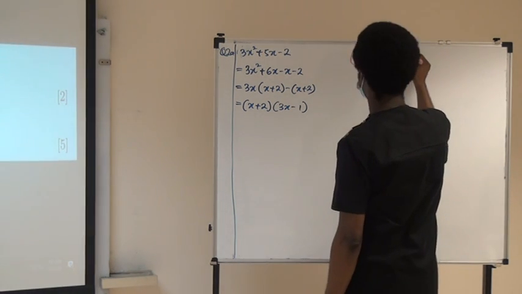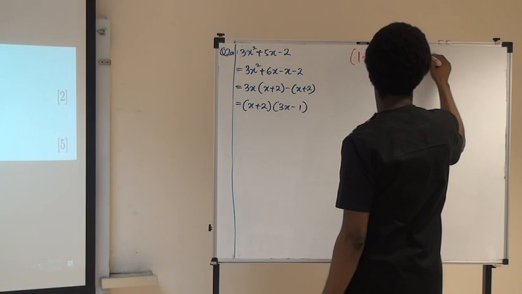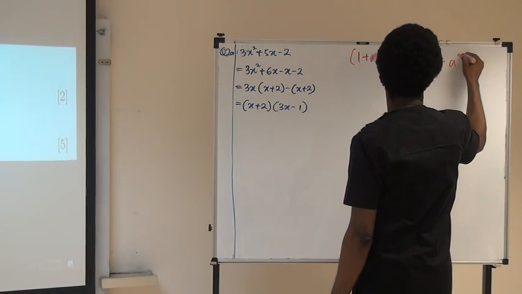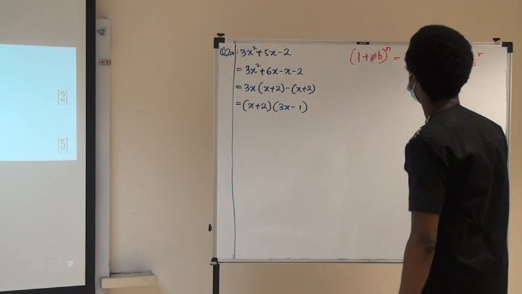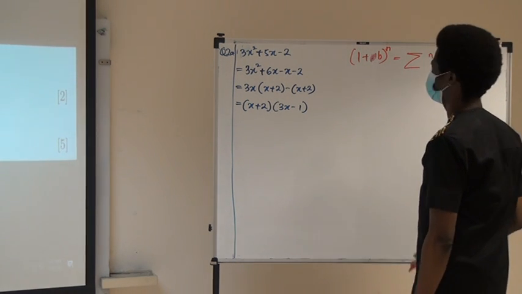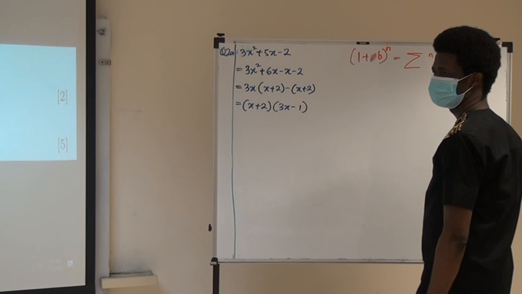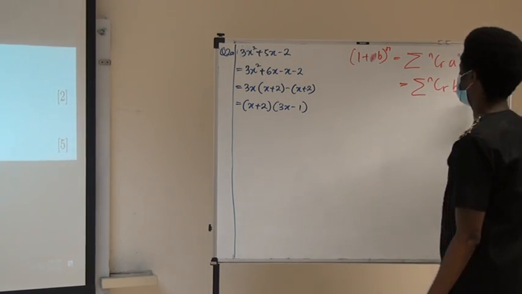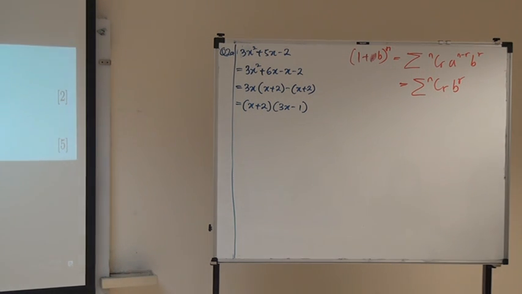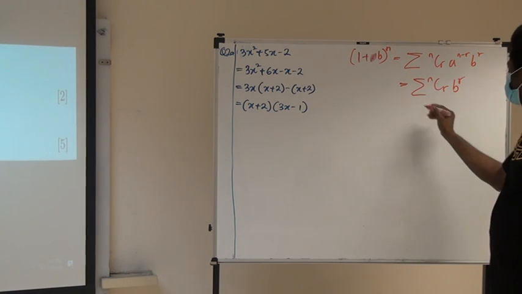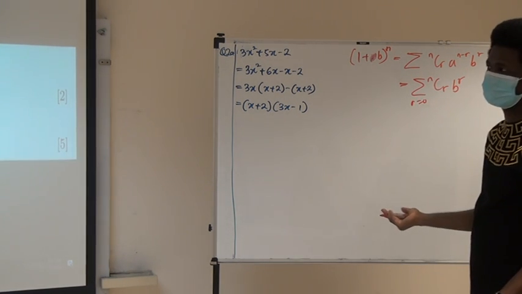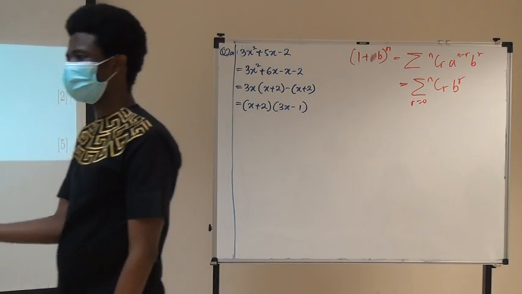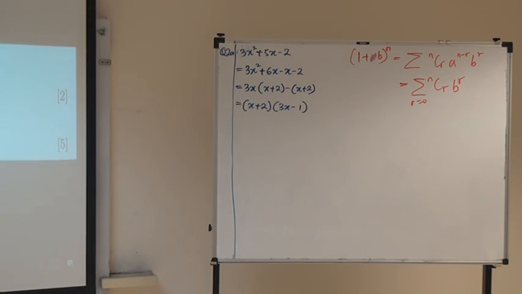Even if you use the binomial theorem, there will be summation nCr a to the power n minus r, b to the power r, right? So your a is 1. So this is simply summation nCr b to the power r, because your a is 1. So expand this up to the second term, when r is equal to 0 and when r is equal to 1, because you only have in that question power 1, x to the power 1. So you just do r is equal to 0 and r is equal to 1.